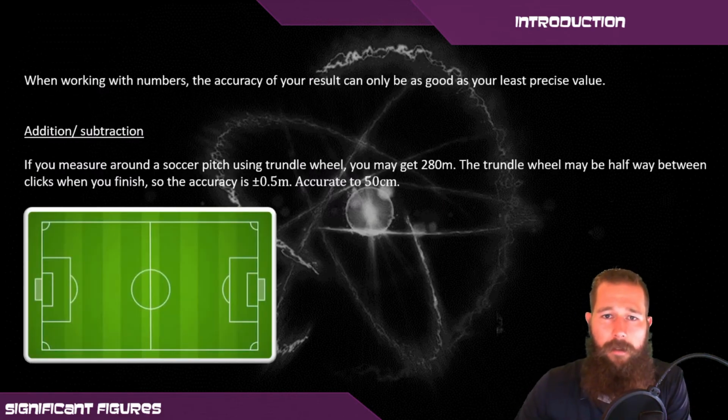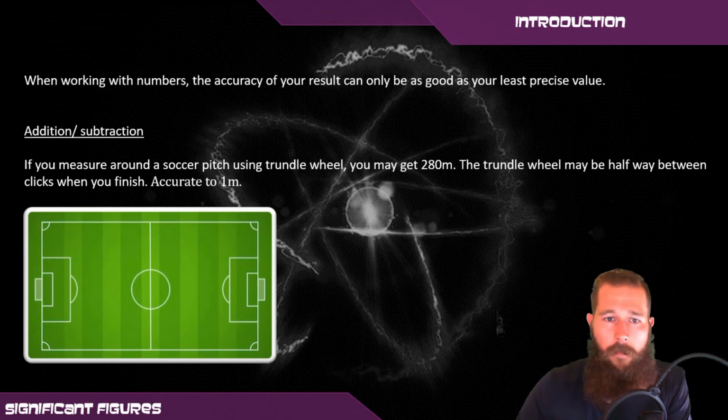When working with numbers, the accuracy of our result can only be as good as our least precise value. I'm going to go through addition and subtraction first. So let's say we're measuring around a soccer pitch with a trundle wheel, and we might get 280 meters. So it could be 280 or all the way up to 280.9. We don't know because it hasn't clicked over.